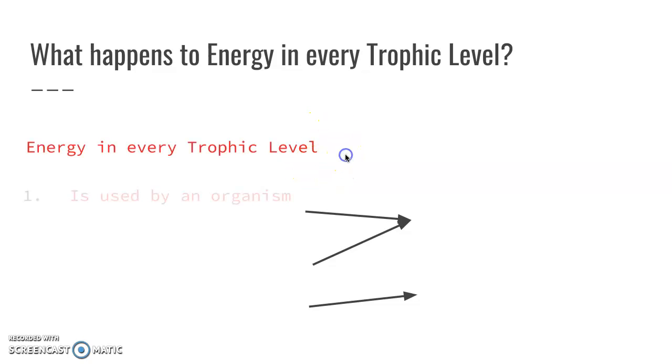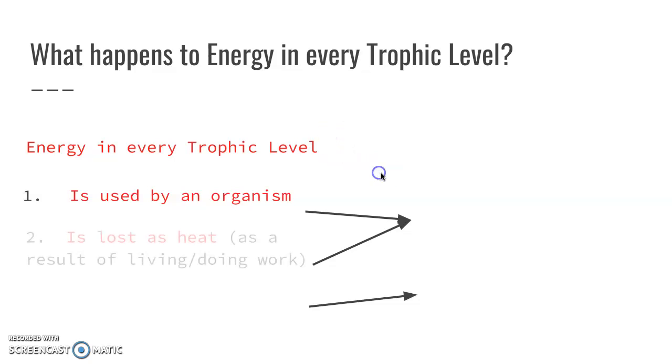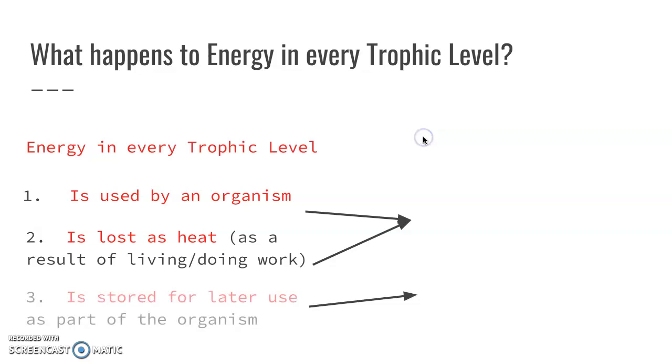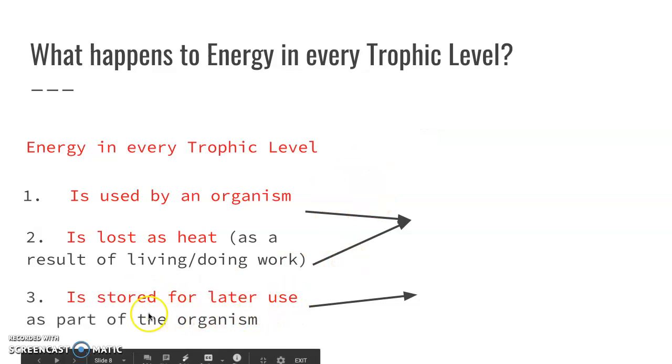So energy in every trophic level is either used by an organism, is lost as heat as a result of living or doing work. Like when you work out or when you run, you sweat, you perspire. It's lost as heat. Perspiring is sweating. Or it can be stored for later use. This storage is in your muscles, it's in your bones, it's in your fat, it's in everything that makes up you. That gets stored.